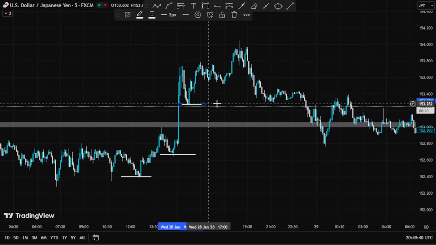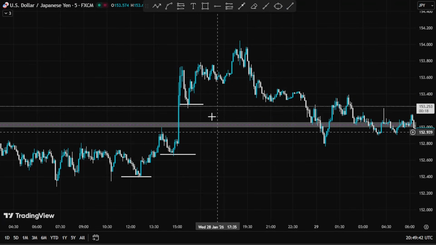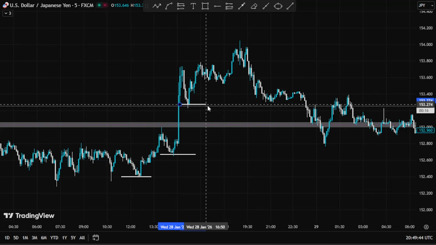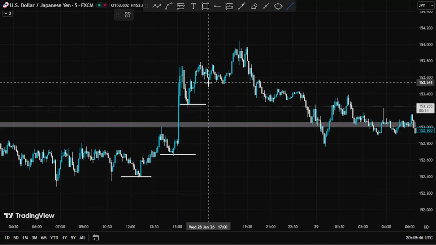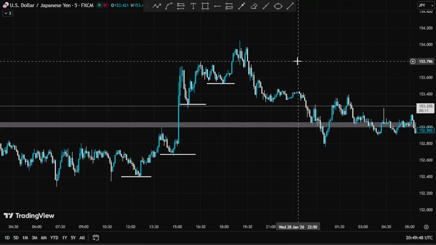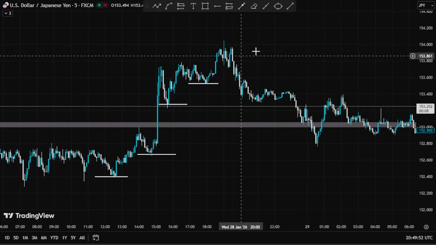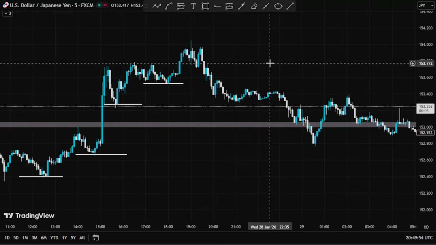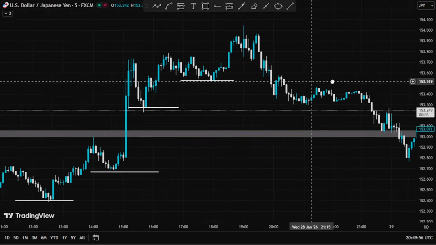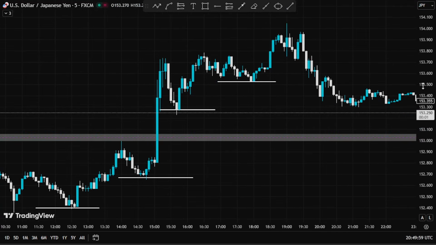You can see the way price is respecting these support levels. It's not breaking the support levels. Okay. You can also mark this support level here. This is the indication that we are still marking here. So if I zoom in a little bit, you can see much clearer.